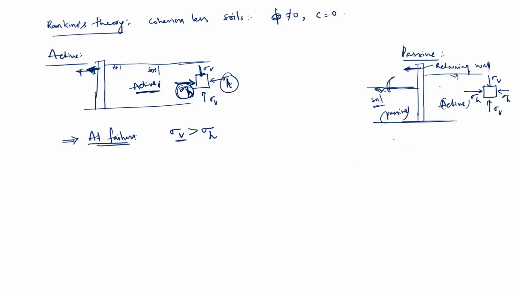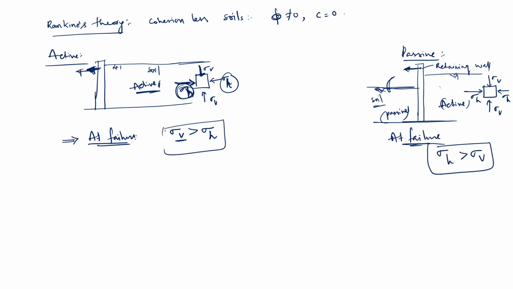And here, in the passive condition at failure, sigma H will be more than sigma V. You should remember this, because when the wall is moving towards the soil sample, sigma H will increase because of the movement of the wall. So at the end, sigma H will be more than sigma V at failure in the passive state.